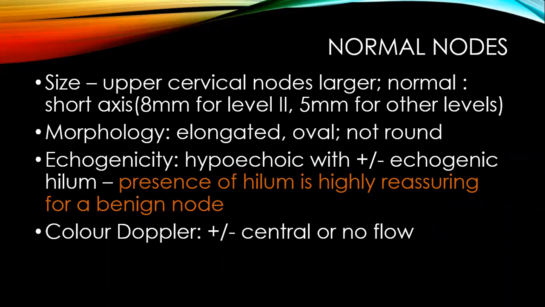Then for morphology, they have to be elongated and oval. They should not be round. And on the echogenicity, it should be hypoechoic, or sometimes we cannot see the echogenic hilum. If we see the echogenic hilum, it is highly reassuring of a benign node. For color Doppler, we should see central flow, or sometimes we cannot pick up flow.